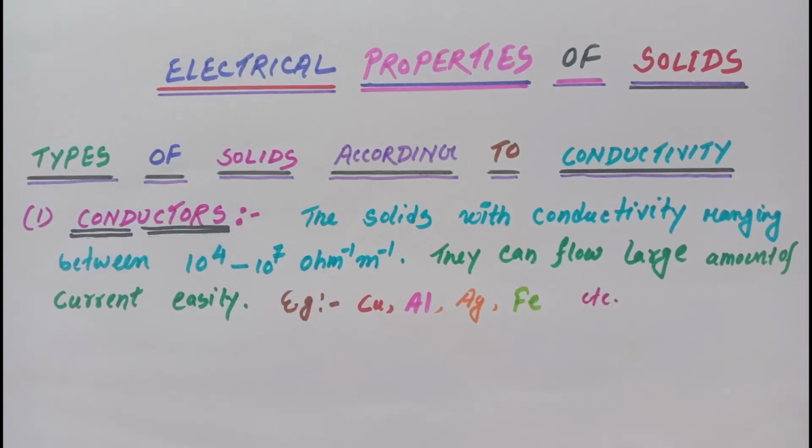The first one is the conductors. Conductors are solids with conductivity ranging between 10 raised 4 to 10 raised 7 ohm inverse meter inverse. So they can flow a large amount of current easily. Examples are copper, aluminium, silver, iron, etc. These are called conductors.